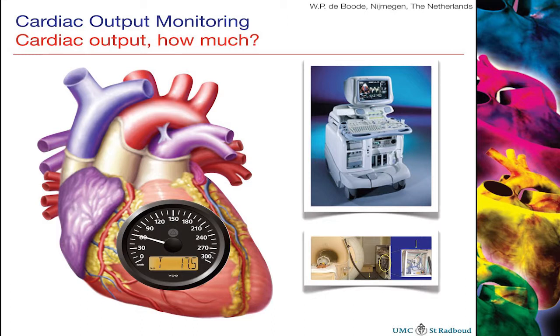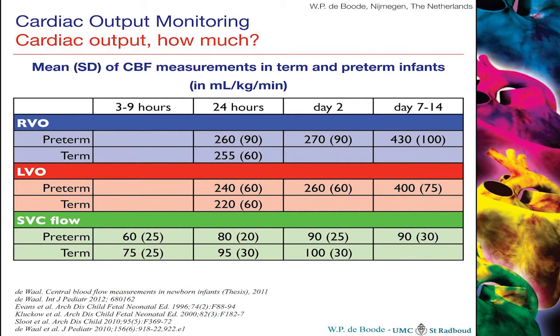Okay, then we can measure cardiac output, but how much should cardiac output be? Well, it depends, of course, where you measure cardiac output. I've looked at several normal values that have been published in the literature, and there are some from right ventricular output, left ventricular output, SVC flow, and you know that there is a development during the increase in postnatal age.